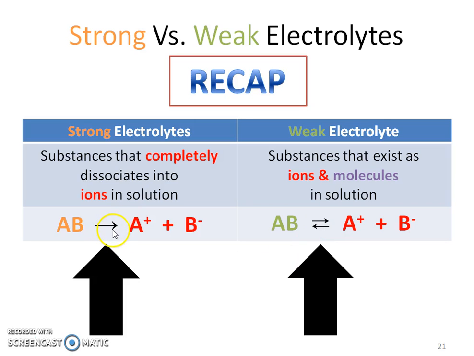The straight arrow is considered completely going to dissociate, but this is what we call an equilibrium arrow, which means yes, the AB compound is going to break into ions, but at some point these ions are going to be attracted to each other and go back and form some compounds. So if you have a strong electrolyte in solution, all you have are the ions. If you have a weak electrolyte in solution, you have the compound and its ions. You have all three of these components in your solution.